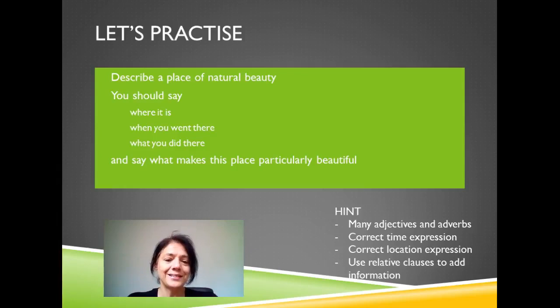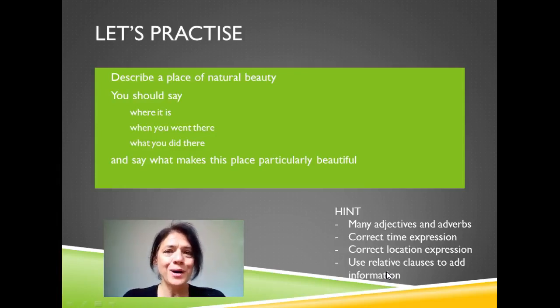Imagine you get this card. Describe a place of natural beauty. You should say where it is, when you went there, what you did there, and say what makes this place particularly beautiful. Here are some hints over here. You need many adjectives and adverbs. You need the correct time expression. You need correct location expressions. And my suggestion is to use relative clauses to add information.